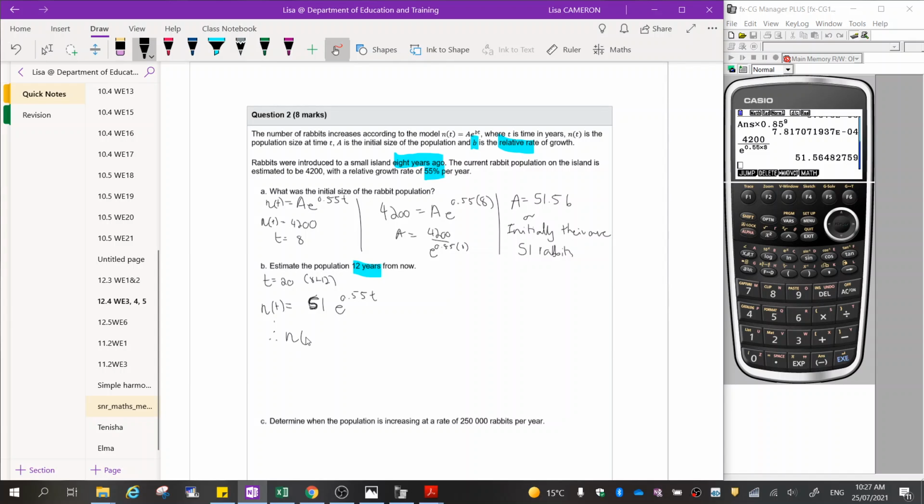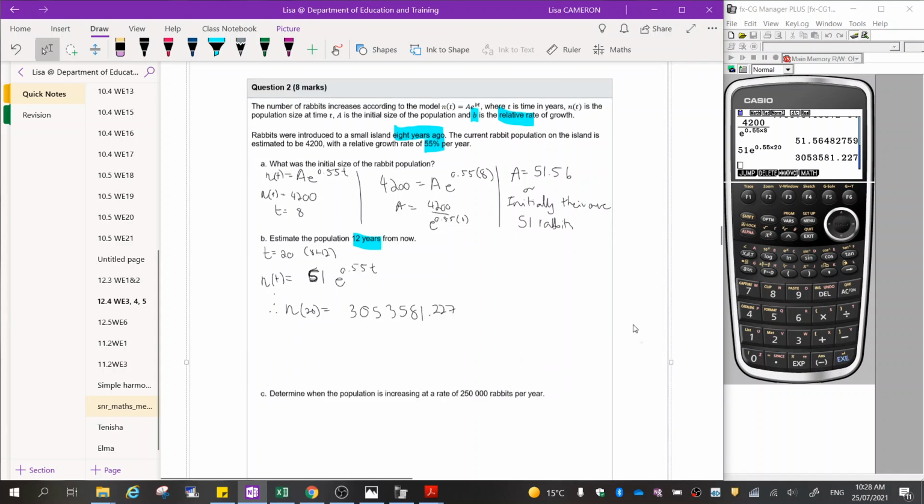Therefore, N(20) is equal to, punch that in our little calculator, 51 e to the power of 0.55 times 20. Execute. Whoa, that's a lot of rabbits. What is that number? 3,053,581 rabbits. 0.227. Whoa, a lot of rabbits. Okay.